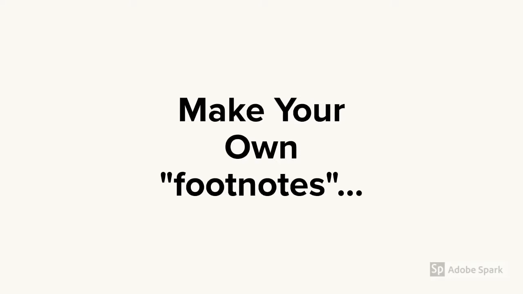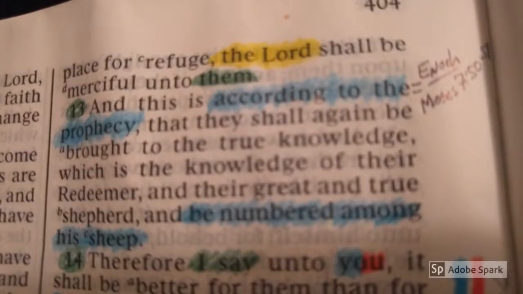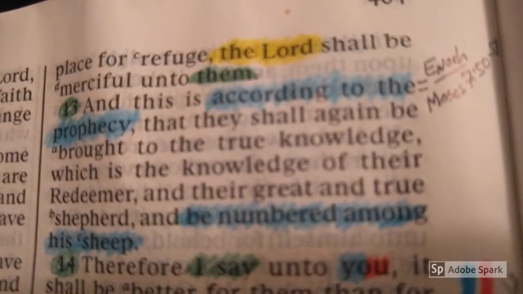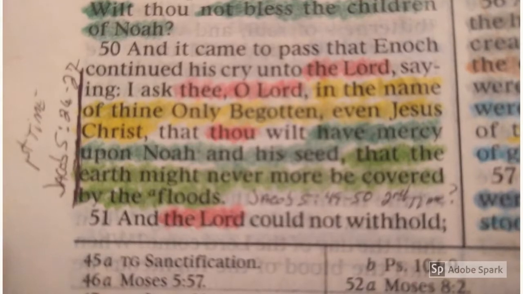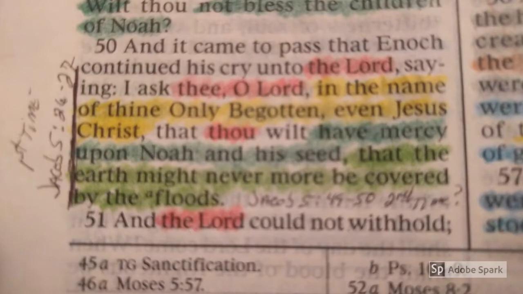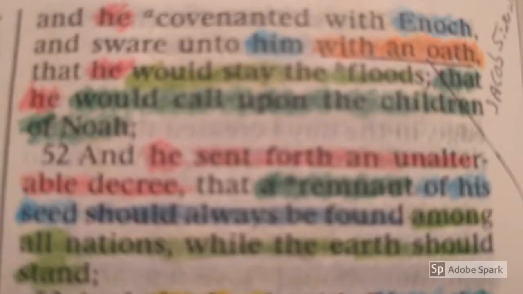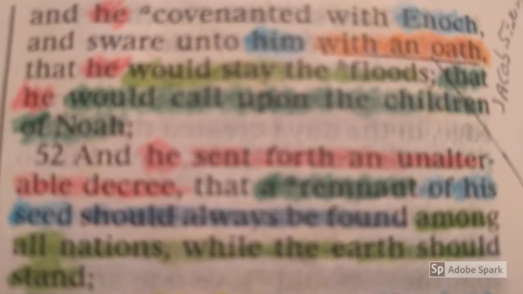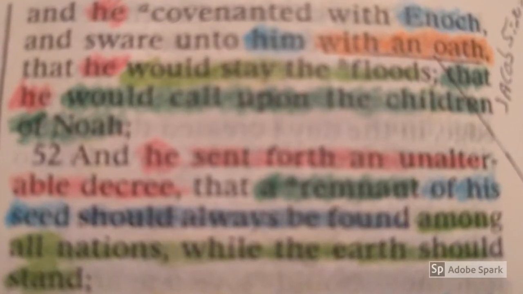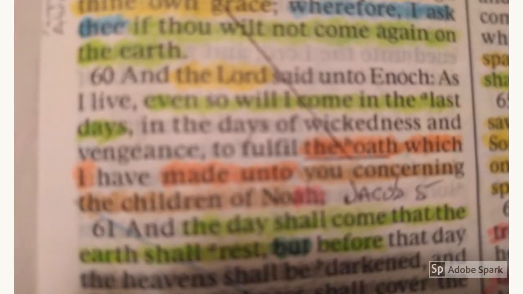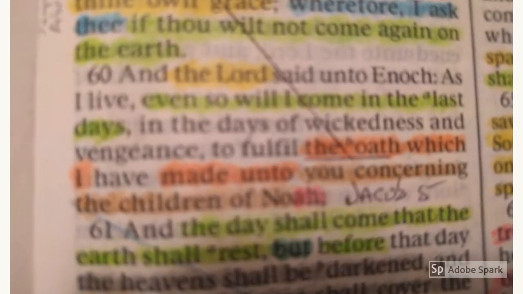Which ties into the 4th and final step, which is making your own footnotes. Which I start by just writing in the margins. In this case, I'm referencing both a promise and a prophecy that I read a little while ago, where Enoch and the Lord are discussing what happens to the future of humanity after the flood, as it specifically relates to Noah. That the right of the firstborn and the ancient relics would be handed down through Noah's lineage.